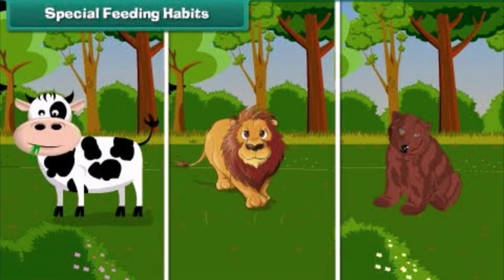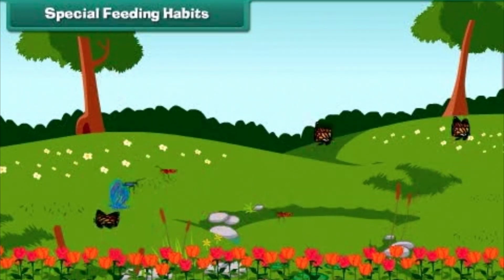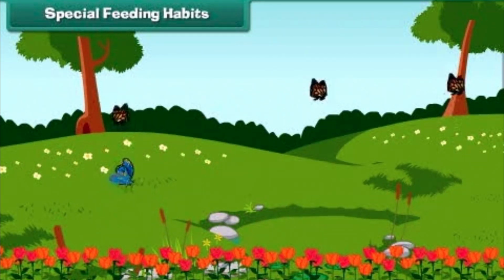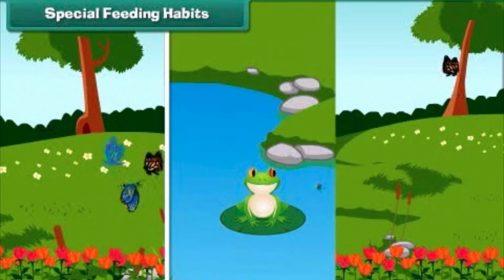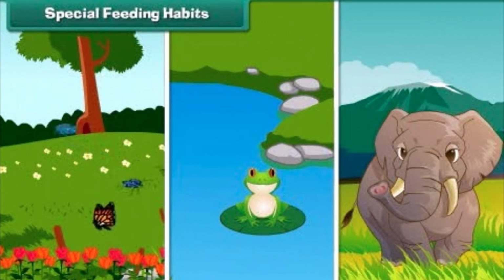After having knowledge of general eating habits of animals, let us now learn about the special feeding habits of animals. In fact, some of the animals eat their food in very special ways. For example, a butterfly sucks nectar from the flowers with the help of a long tube present in its mouth. The frogs have sticky tongue to catch insects, while elephants use their long trunk to detach tree leaves.